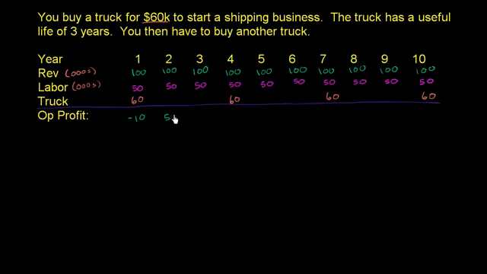Second year, you make 50,000. Third year, you make 50,000, just 100 minus 50. Then fourth year, again, negative 10,000. And then you make 50,000 and 50,000. And then again, negative 10,000. And then 50,000 and 50,000.